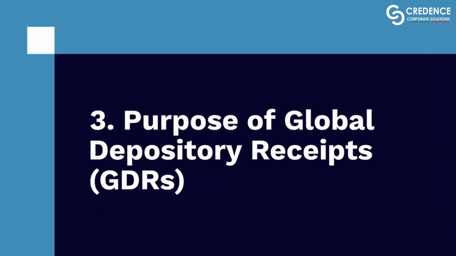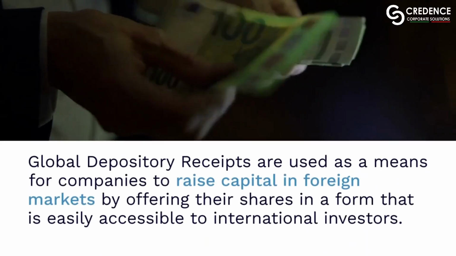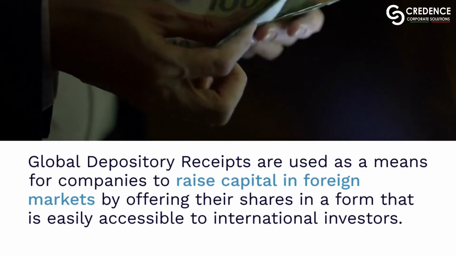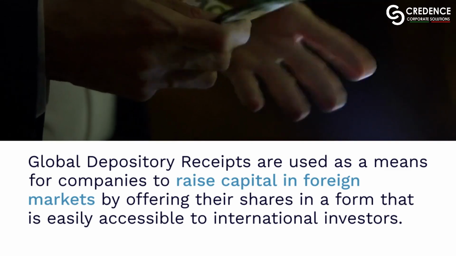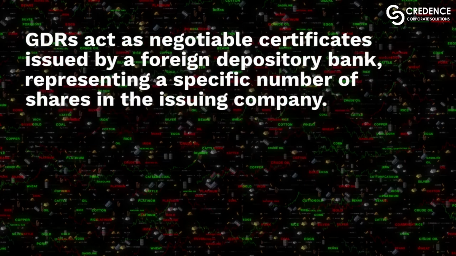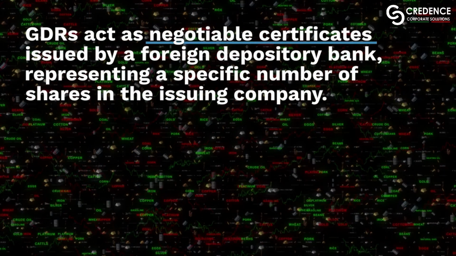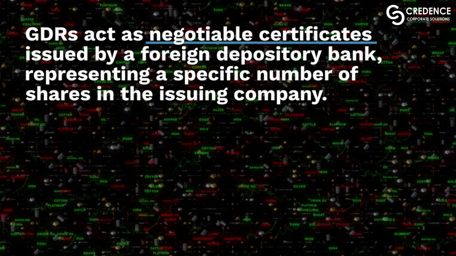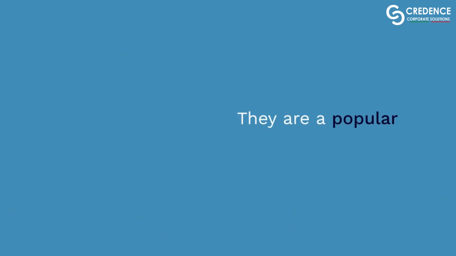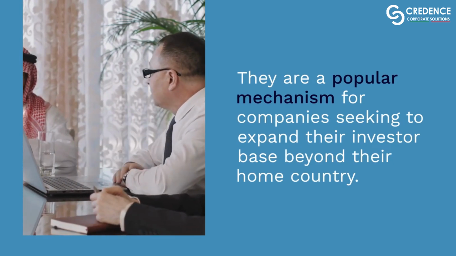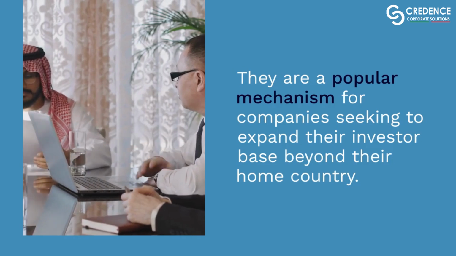3. Purpose of Global Depository Receipts, GDRs. Global Depository Receipts are used as a means for companies to raise capital in foreign markets by offering their shares in a form that is easily accessible to international investors. GDRs act as negotiable certificates issued by a foreign depository bank, representing a specific number of shares in the issuing company. They are a popular mechanism for companies seeking to expand their investor base beyond their home country.